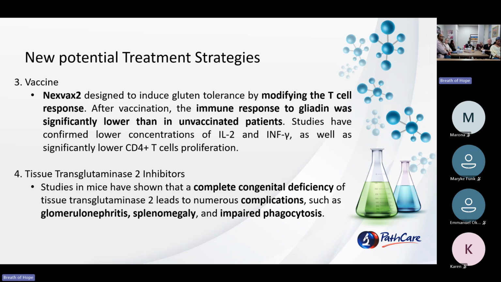And then since the problem is tissue transglutaminase, why don't we just inhibit it? So studies in mice have shown that a complete congenital deficiency of tissue transglutaminase leads to numerous complications such as glomerulonephritis, splenomegaly, and impaired phagocytosis. So a complete deficiency might not work, but there are studies which are checking if there is a role for some sort of inhibitor for the tissue transglutaminase.